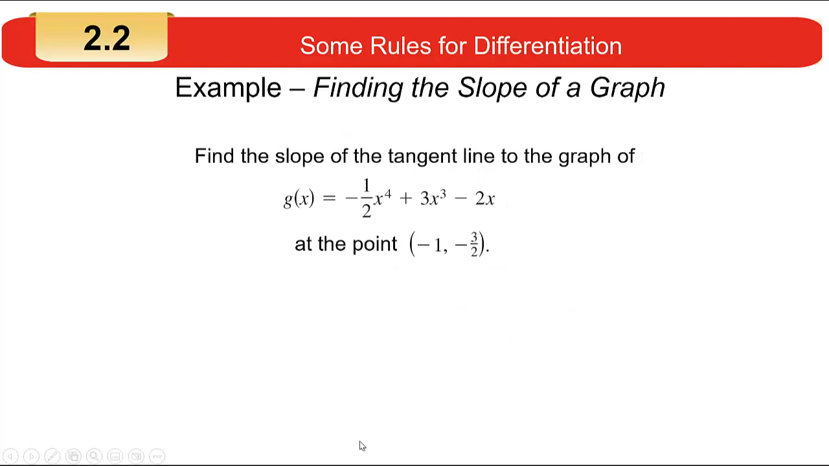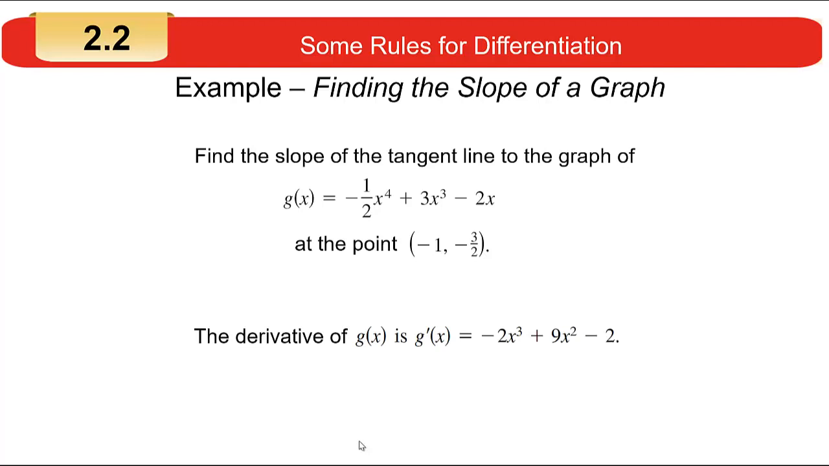Find the slope of the tangent line to the graph of g of x equals minus 1/2 x to the 4th plus 3x cubed minus 2x at the point minus 1 comma minus 3/2. So here we're asked to find the slope of a tangent line to another graph. Again, the logic goes, the slope of the tangent line is found by doing the derivative. So the first thing we want to do is take the derivative of that g function.